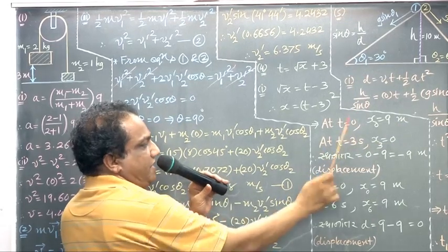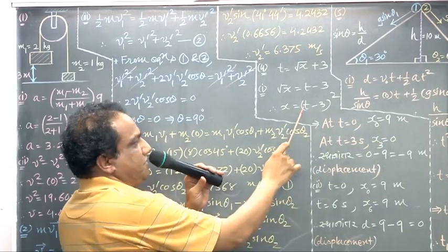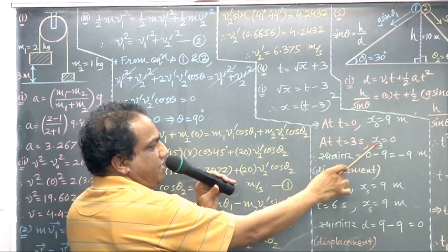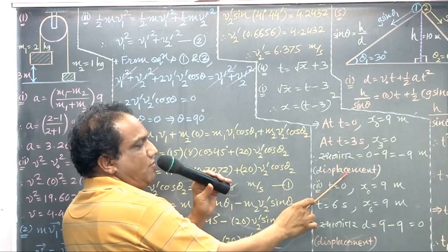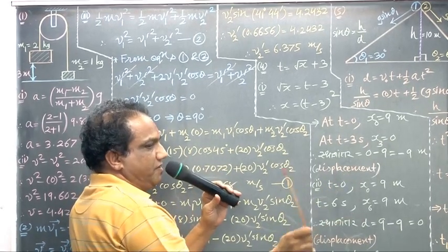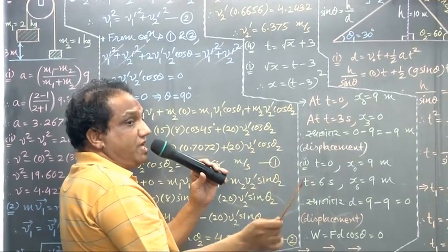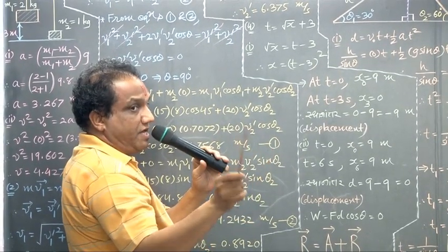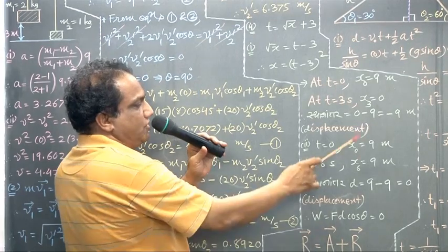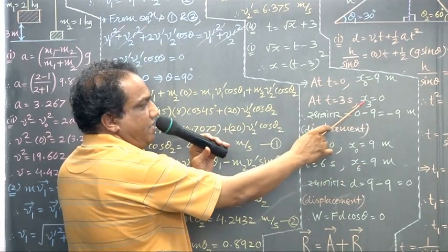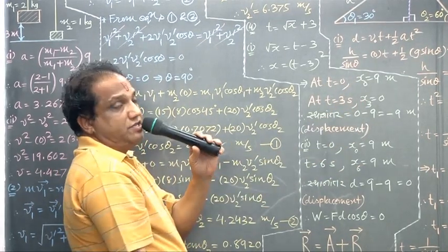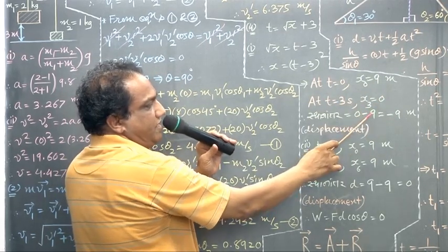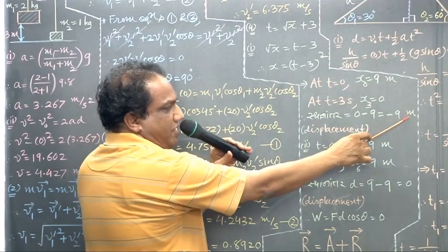At t equal to 3 second, put it here. 3 minus 3, 0 square will be 0. x3 is 0. You are asked to find out displacement. Displacement is what? Change in x coordinate, that is final x coordinate minus initial x coordinate. So it should be x3 minus x0. So it is 0 minus 9, that is minus 9 meter.